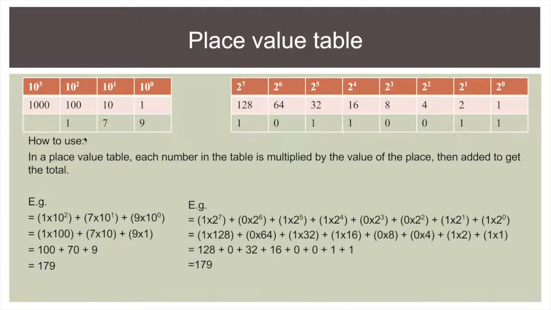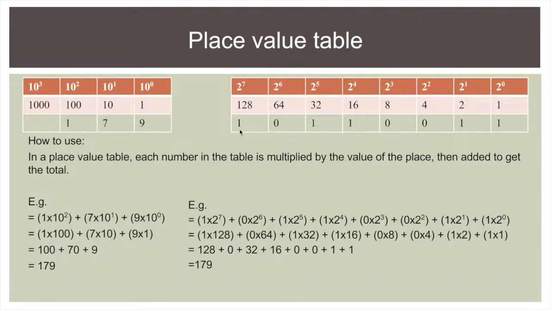So how do we do this? In a place value table, each number in the table is multiplied by the value of the place, then added to get the total. So both of these are 179. This is 179 in base 10, and this is 179 converted to base 2.